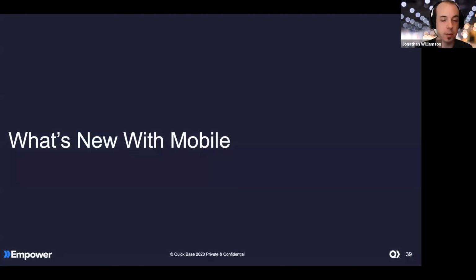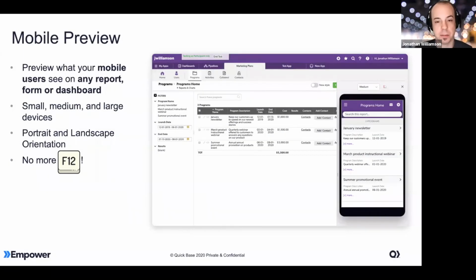So next, we want to talk about what's new with mobile. We're really excited. We've been working very hard to announce these new features, and we would love to hear your feedback. The first thing we want to announce is mobile preview. If you haven't heard of mobile preview, we announced it last fall, but it allows you to preview what your mobile users see on any report, form, or dashboard. Back, if you remember, I said you want to create your mobile form, test it, create, test, repeat. This is a much quicker way to go through that testing process.